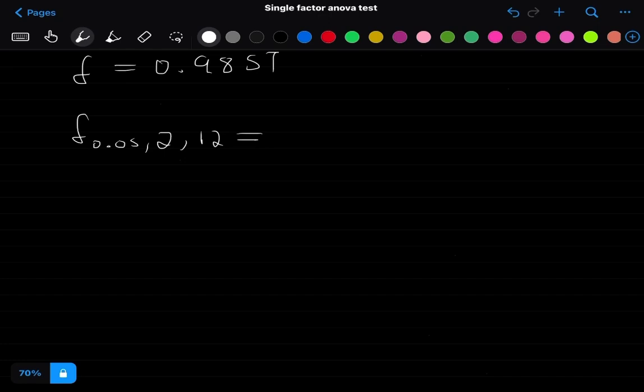So let me try to find it quickly. 0.05. By the way, right now I'm using Excel, but you can use tables to find this. 2 and 12. So the answer is 3.89.